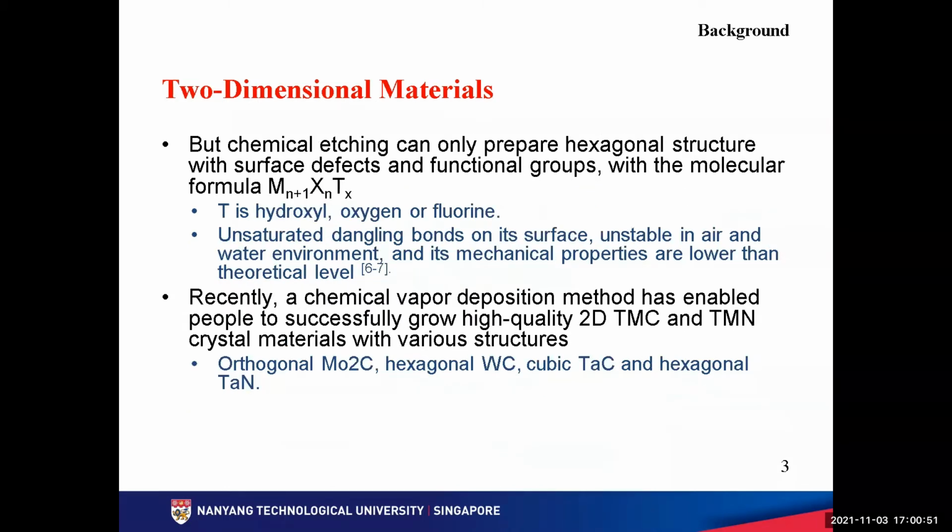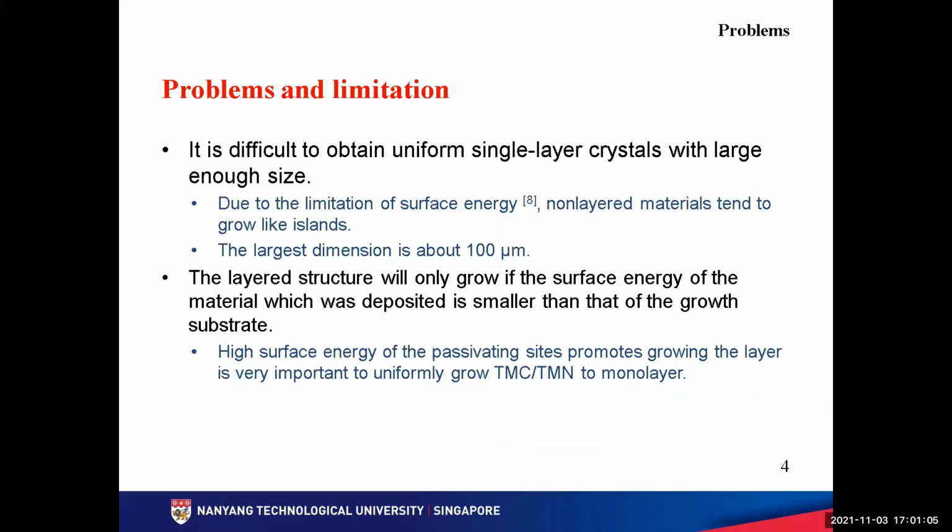But chemical etching can only produce materials that are not stable. So recently, a CVD method enabled people to successfully grow 2D TMC and TMN crystal materials with various structures, as shown on the slide. However, researchers are still facing some problems in using the CVD method due to the limitation of the surface energy. The largest dimension is about 100 microns.